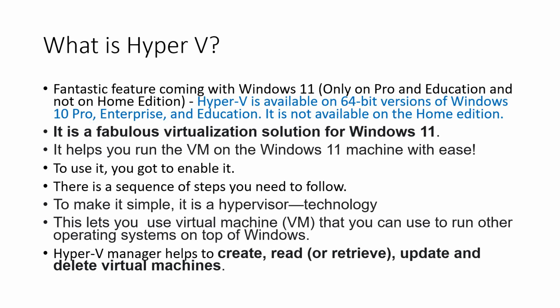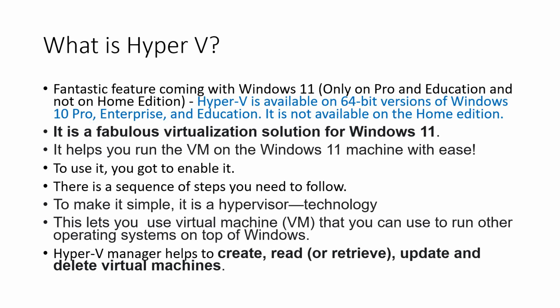And the first thing that we need to do is enable it. By default, it may not come enabled, and I'm going to tell you the sequence of steps that you need to follow to enable this and use the Hyper-V feature, and the virtualization will become much easier. This feature lets you run virtual machines, and you can install multiple operating systems on top of your existing Windows. And Hyper-V Manager is another thing which is available, which will help you to create, read, update, delete virtual machines. So it's a manager.